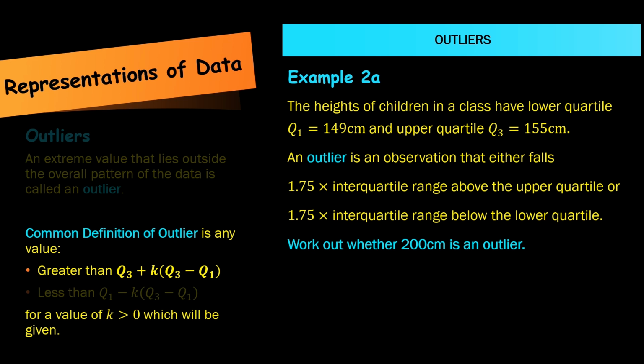So let's solve example 2a first. The heights of children in a class have lower quartile Q1 equals 149 centimeters and upper quartile Q3 equals 155 centimeters. An outlier is an observation that either falls 1.75 times the interquartile range above the upper quartile, or 1.75 times the interquartile range below the lower quartile. Work out whether 200 centimeters is an outlier.